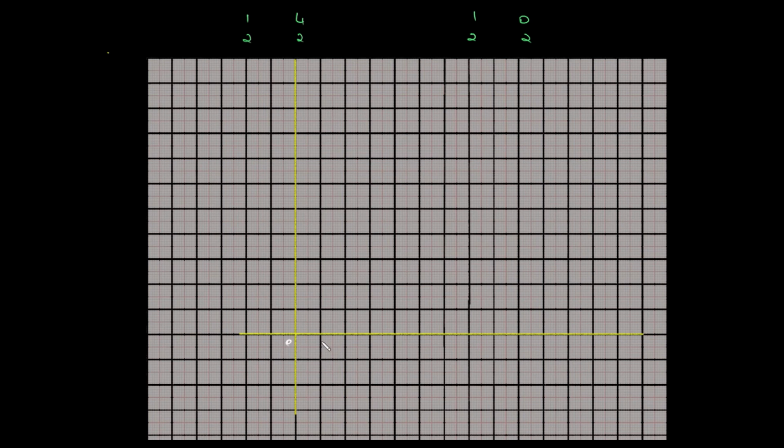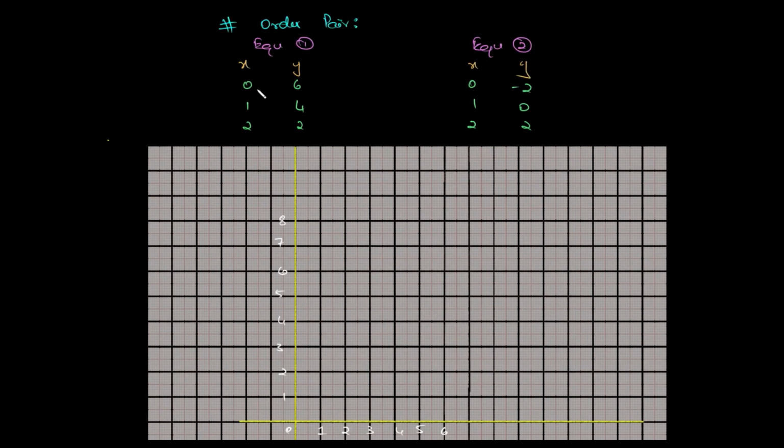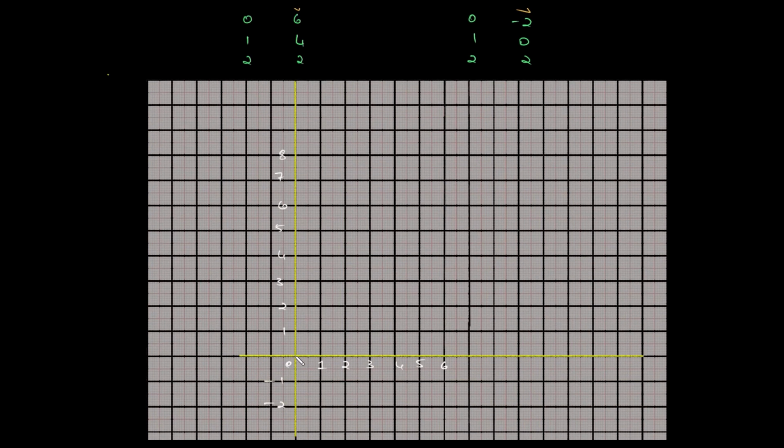So we are looking at 1, 0, 1, 2, 3, 4, 5, 6. And here too it's 1, 2, 3, 4, 5, 6, 7, 8. And we do have negative values, -1 and -2. Don't do anything else. Marking and everything, we can do it later. So 0 and 6. 0 is this, and 6 is over here. 1 and 4 is over here. 2 and 2 is over here.